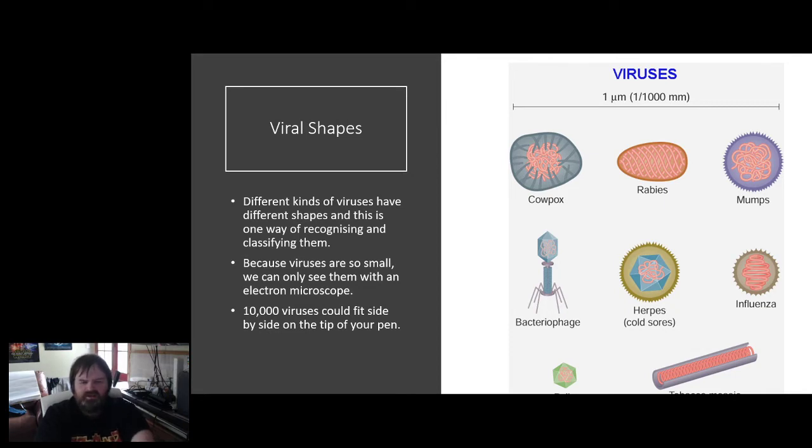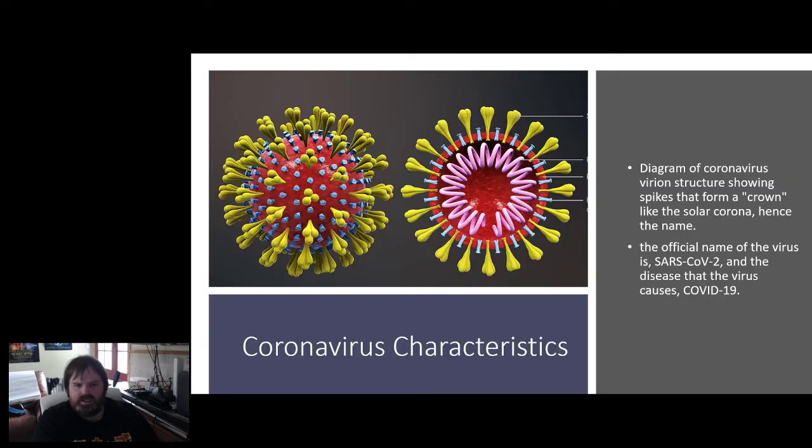If you have a bacterial infection, I can stick it under a microscope and I can see it. You can't do that with viruses. So we've got to look for other signs of a viral infection. You won't see it easily, certainly. Now, let's talk a little bit about what the coronavirus looks like.